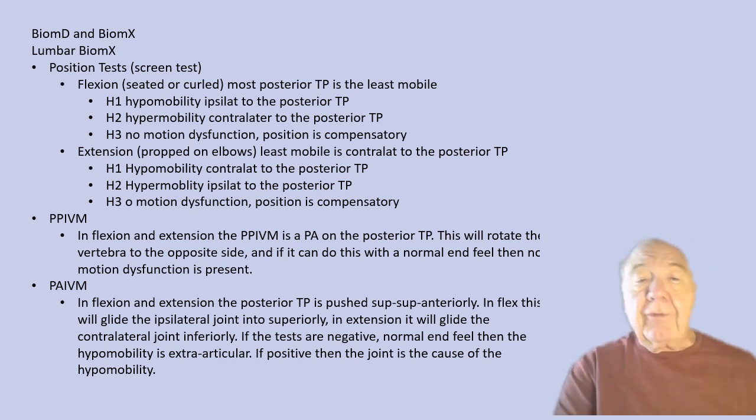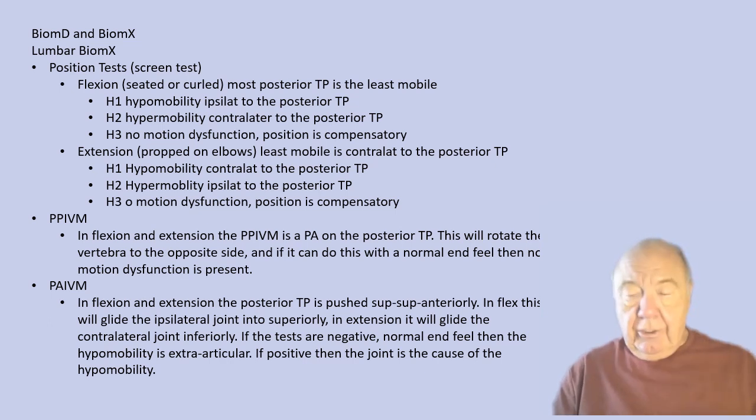So your first hypothesis is hypomobility. It's the easiest one to pick up. And as I say, the hypomobility will be ipsilateral to the posterior transverse process. You're going to have to apply some pressure here because you've got to work your way through the muscle usually, but not enough to move the vertebra.